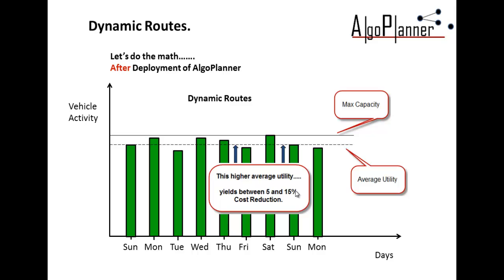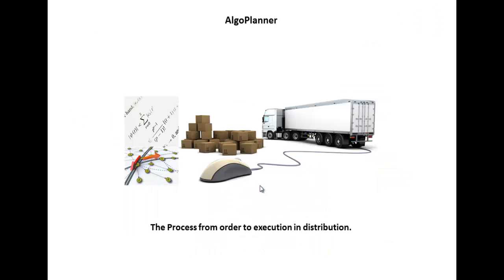In order to do this, we have developed a new set of super efficient algorithms enabling you to plan more than 1,000 stops across as many vehicles as needed in a matter of just a few minutes. This is what we call dynamic routing, and that is the reason why you will save from 5 to 15% immediately after deployment of AlgoPlanner. This is one of the ways we can improve your business.